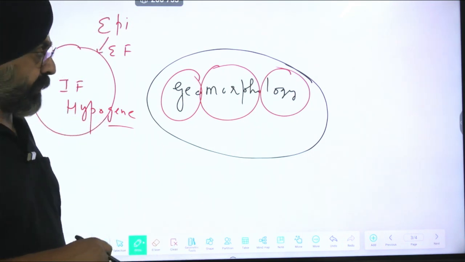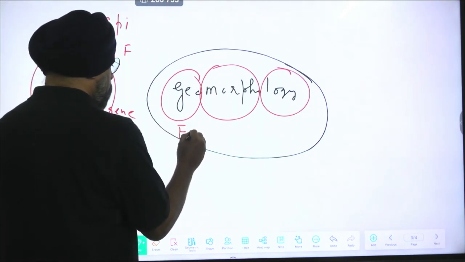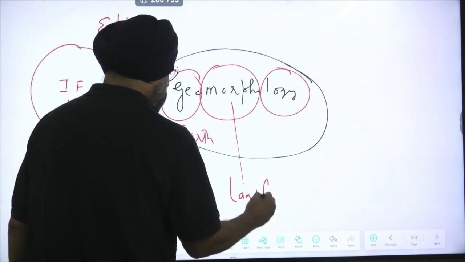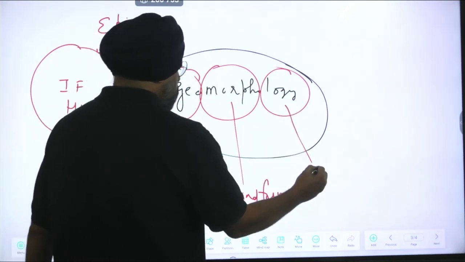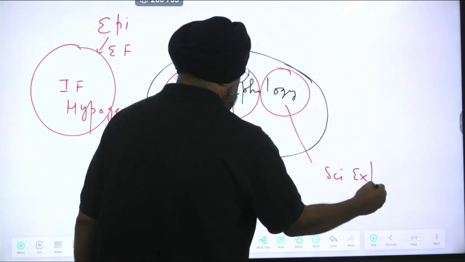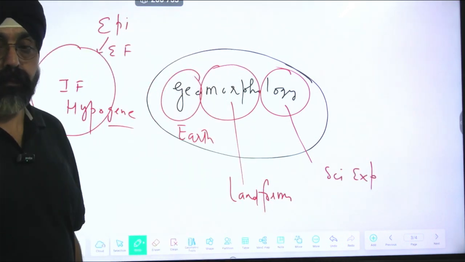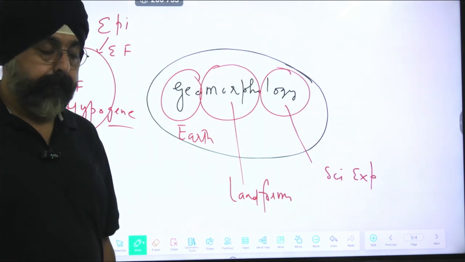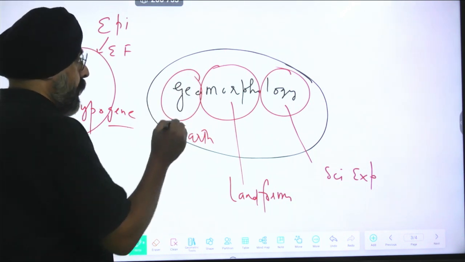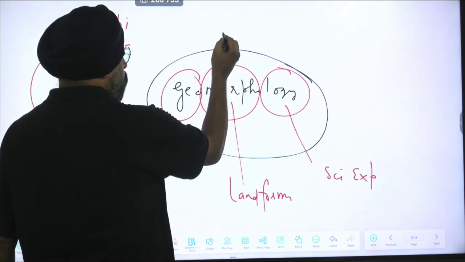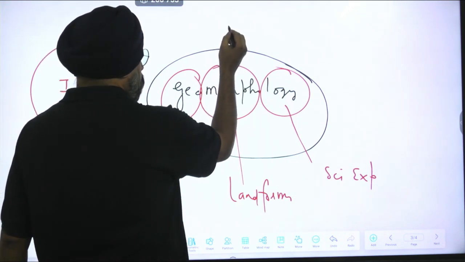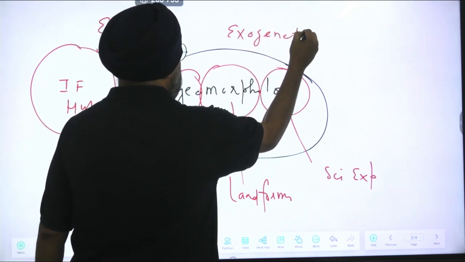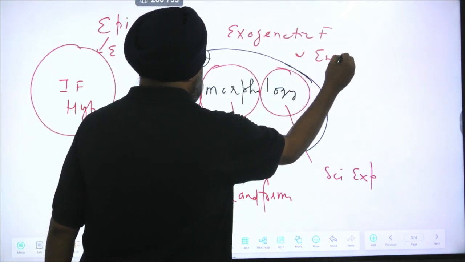Let's understand it again. First, we will see this is Earth. These are the landforms. That's the scientific explanation, the logical deductions and inductions. The second definition is there. It's a systematic study of interaction of exogenetic forces and endogenetic forces.